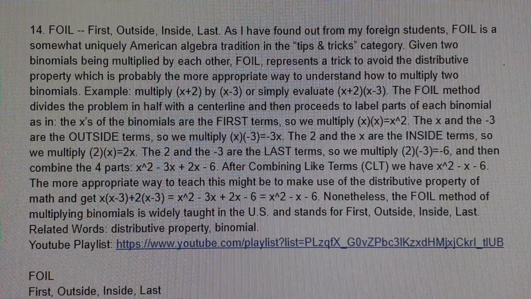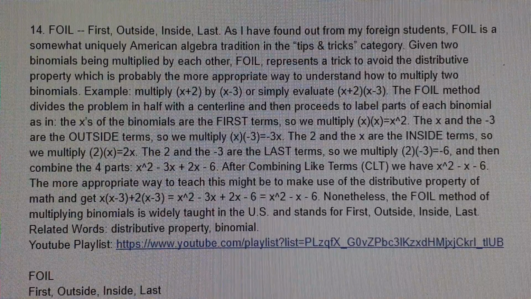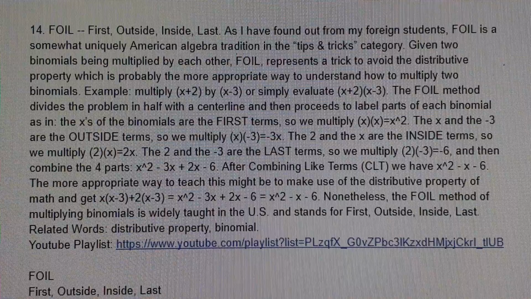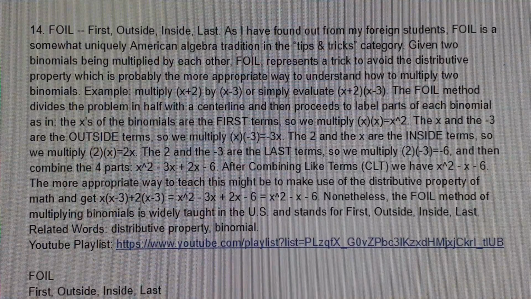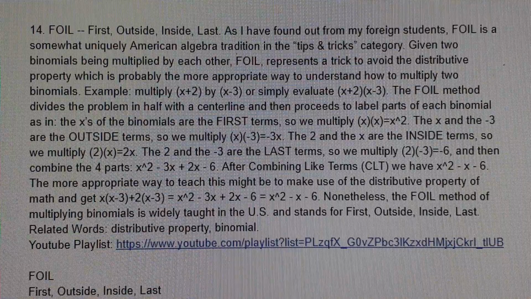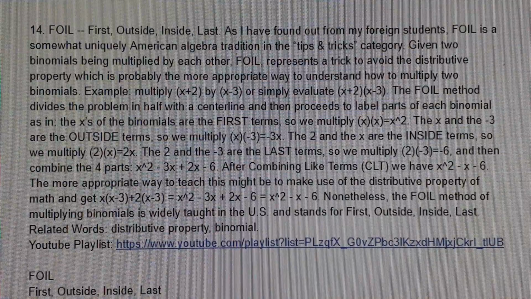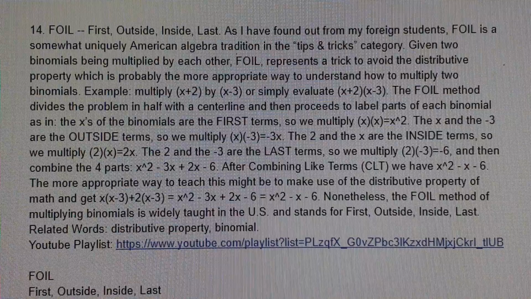The more appropriate way to teach this might be to make use of the distributive property of math and get x times (x - 3) plus 2 times (x - 3), which would equal x squared minus 3x plus 2x minus 6, which equals x squared minus x minus 6.